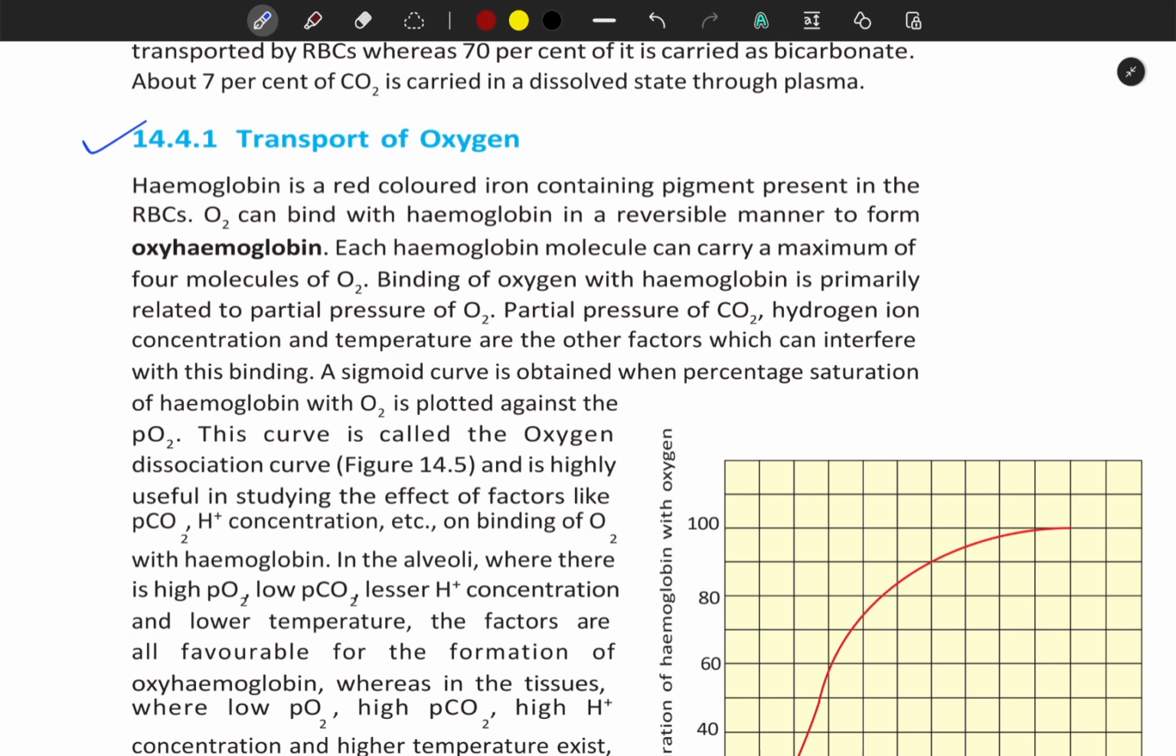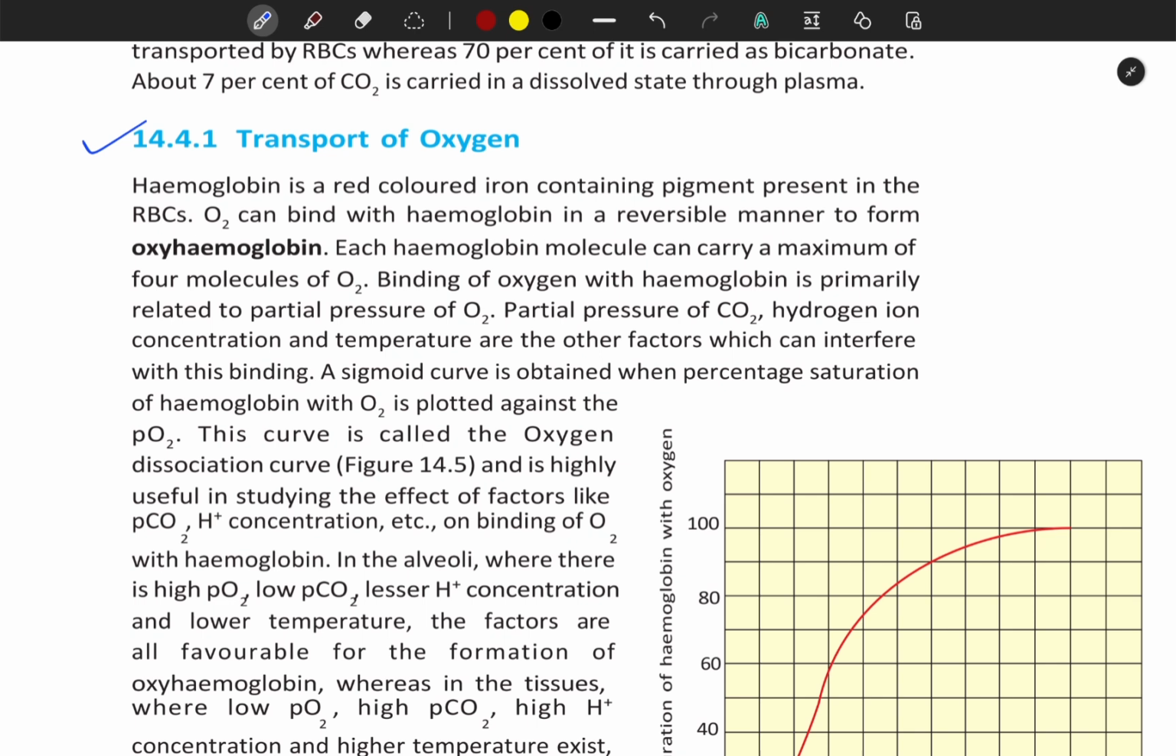A sigmoid curve is obtained when percentage saturation of hemoglobin with O2 is plotted against the PO2. This curve is called the oxygen dissociation curve and is highly useful in studying the effect of factors like PCO2, H ion concentration, etc. on binding of O2 with the hemoglobin.